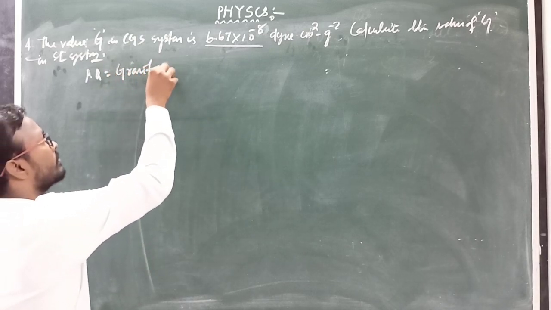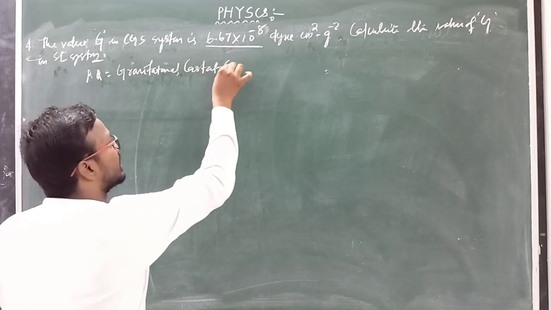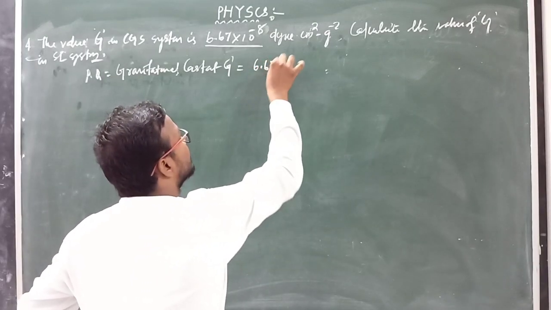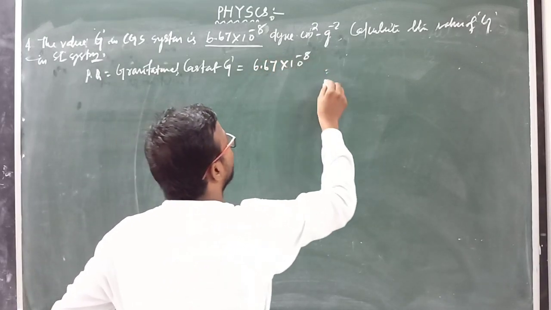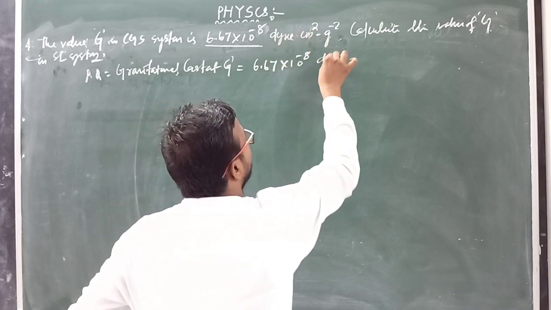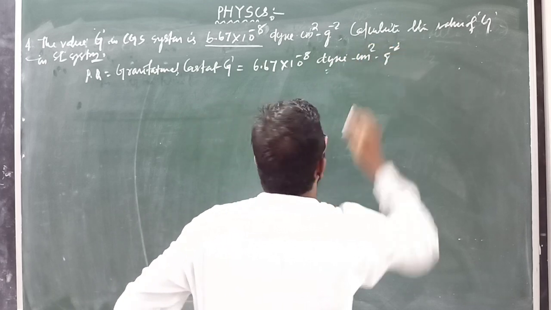Universal gravitational constant G, and its value is given as 6.67 into 10 to the power minus 8, and here given dyne centimeter square and gram minus 2.